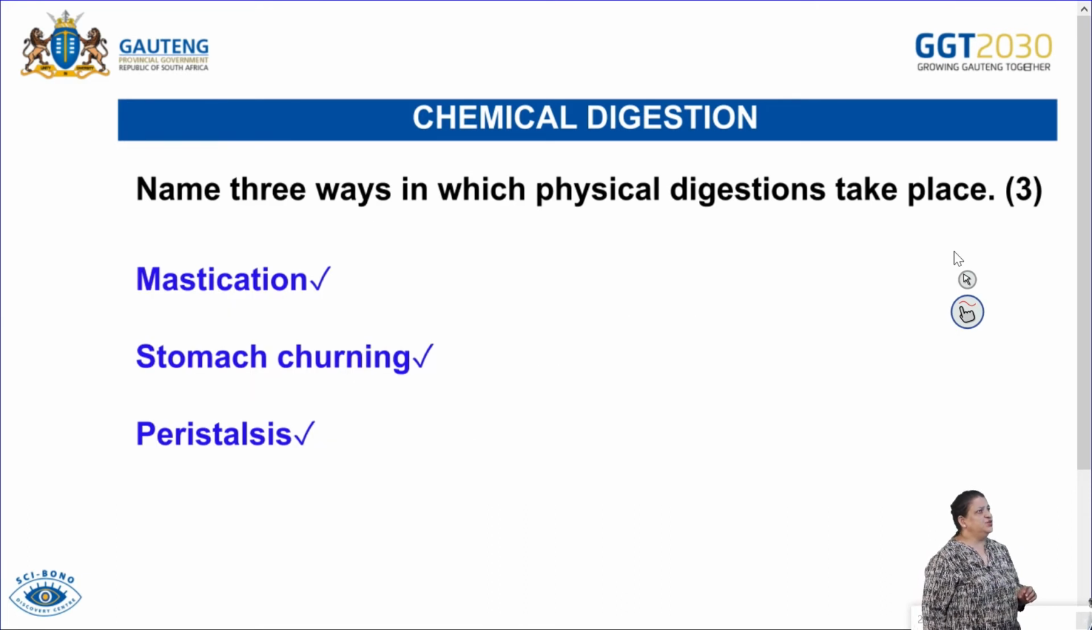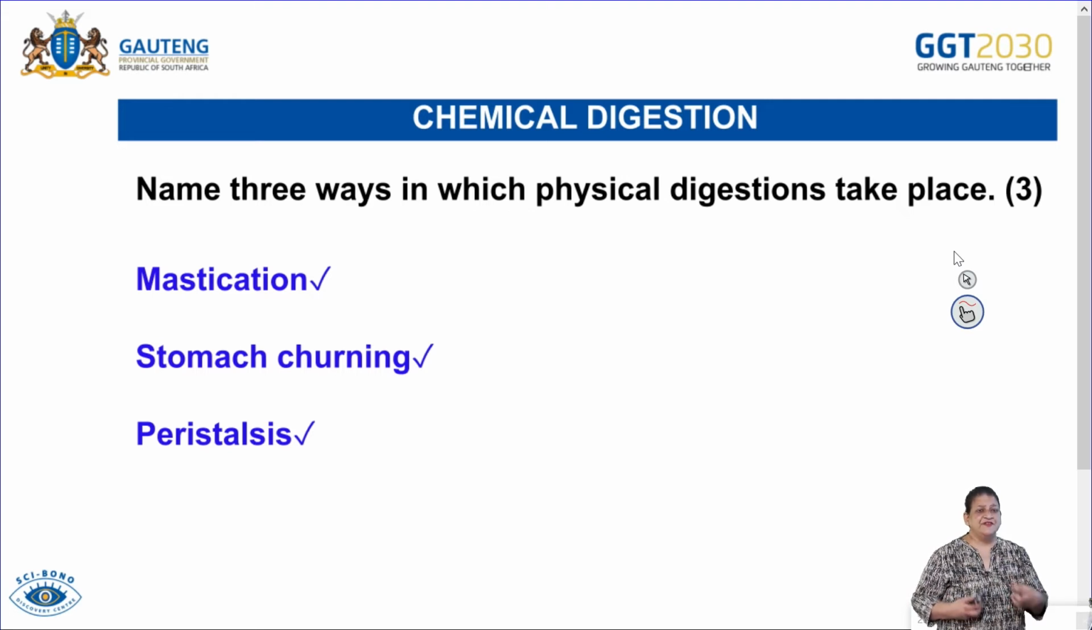Name 3 ways in which physical digestion takes place. Children, also remember that physical digestion means mechanical digestion. There's 2 types of digestion. Mechanical by the teeth and the muscles. Physical by the action of the teeth, chewing or mastication, and by the muscles. So muscles are involved in breaking down the food and churning it. The teeth in breaking it down.